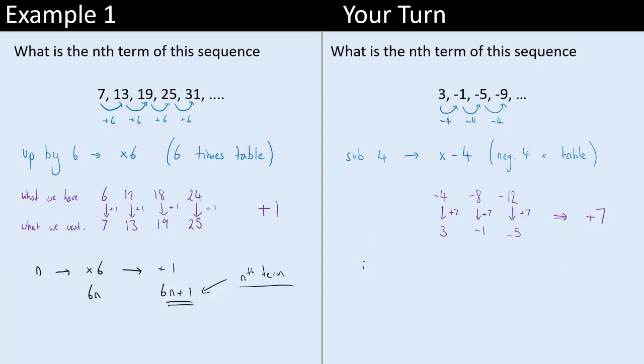So then our nth term is going to be made by taking n, timesing by -4, and then adding 7. It's going to give us -4n plus 7. And that is an nth term for a linear sequence. Okay.